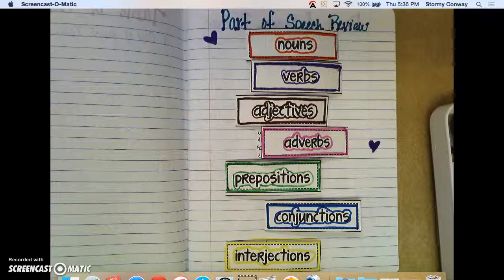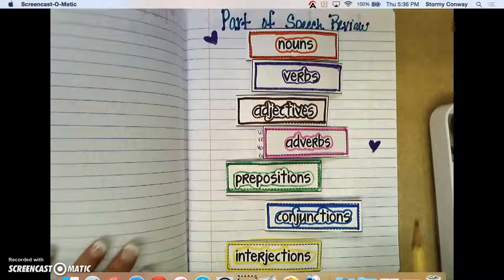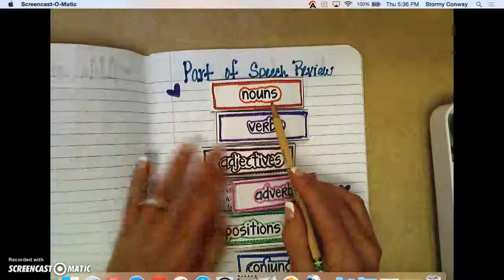Open up your notebook to page 3 and let's look at our review. This is nothing but a review of years past, so this should go very quickly for you. And once we review, this should be pretty easy to find in sentences. Okay, the very first thing that we're going to talk about right now would be your nouns.